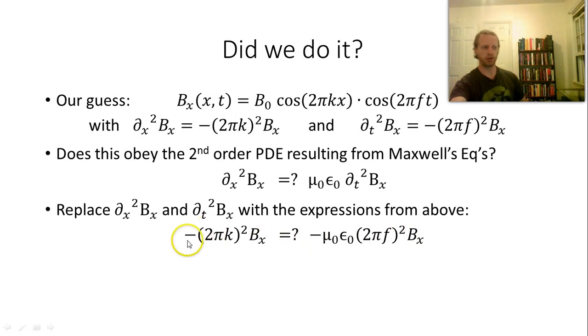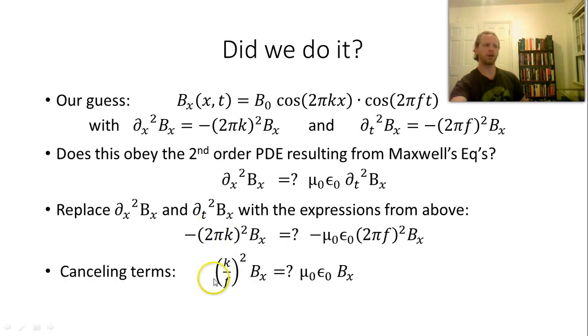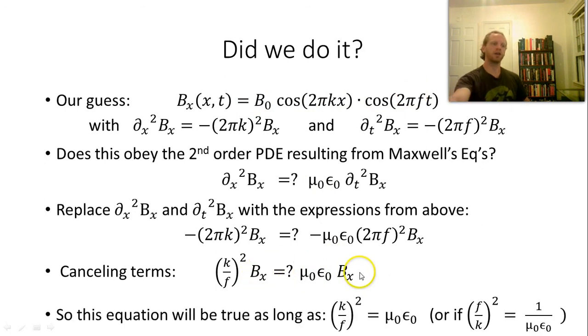So let's do some cancellation. Negatives, 2 pi's. So we end up having something that looks like this. K over f squared times our function may or may not equal mu naught epsilon naught, also times our function. Now, we have a bx there and a bx there. You can replace that with our entire function, and we'll see that those will both cancel. So ultimately, the question we need to ask is, does our ratio of k over f match the actual numbers of mu naught epsilon naught and the units?